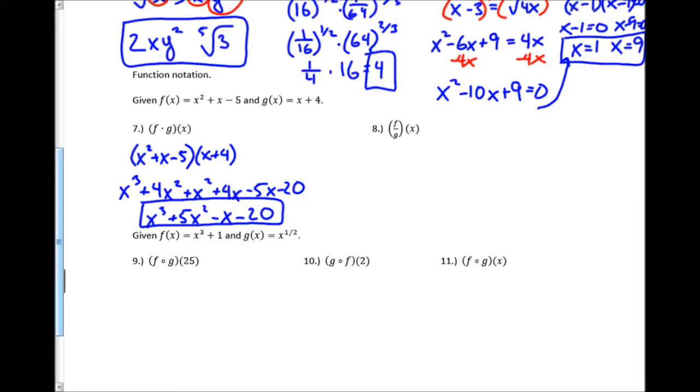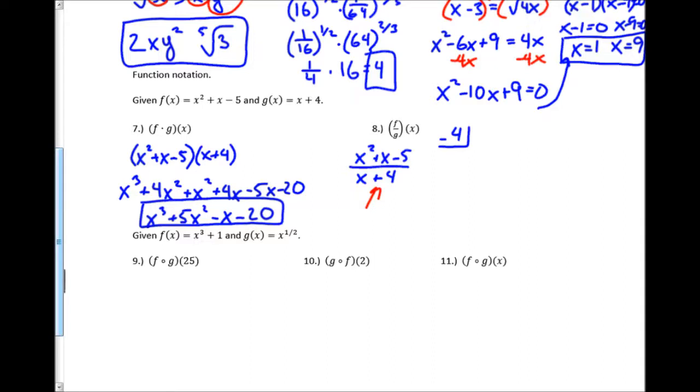Number 8, I just want to divide this time. So I'm taking these two values and dividing. So I'm taking the x squared plus x minus 5 and dividing by the x plus 4. And for this one, I'm going to use synthetic division. So with synthetic division, remember I take the opposite of this guy and put it in my box because synthetic division is designed to check solutions. So put the negative 4 in my box.